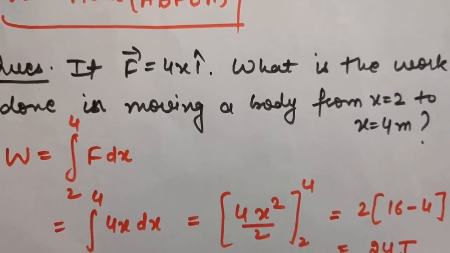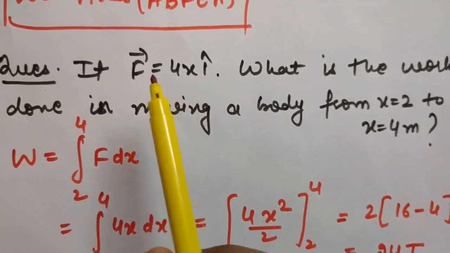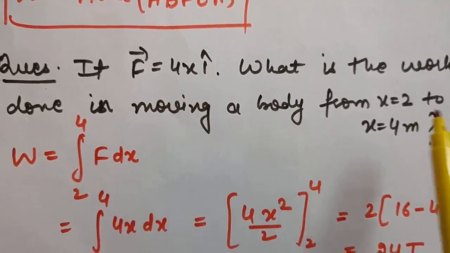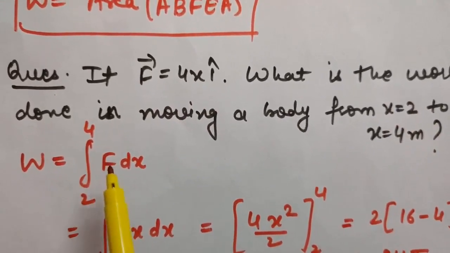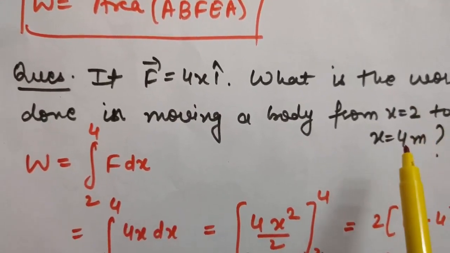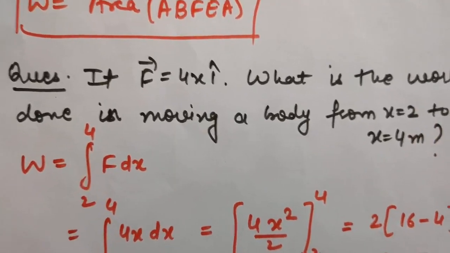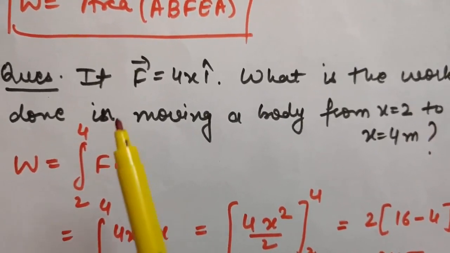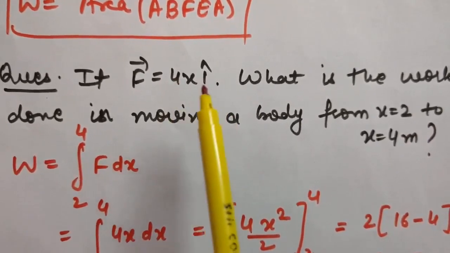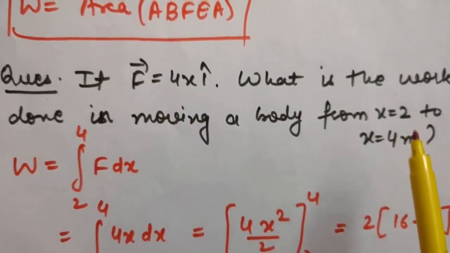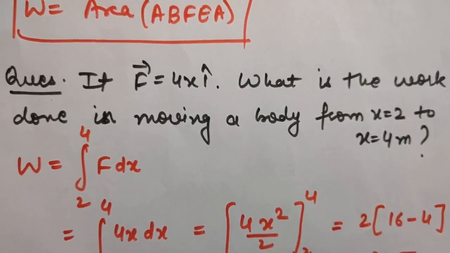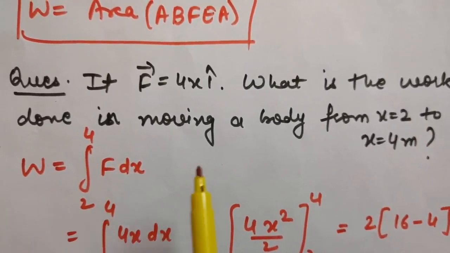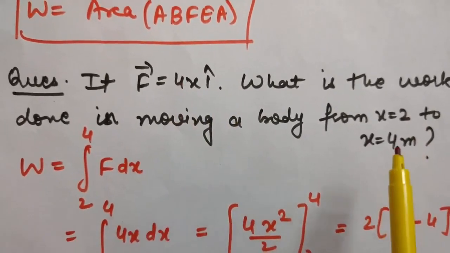So how to calculate here? We will be doing the integration. This is force, this is our A point, this is our B point. So just use the formula: integration of F dx from 2 to 4. And one more thing, remember this. Force is in i cap, that is, it is in the x direction, and displacement is also in the x direction, from x equals 2 to 4. Therefore, we are using cos 0 because the angle becomes 0.